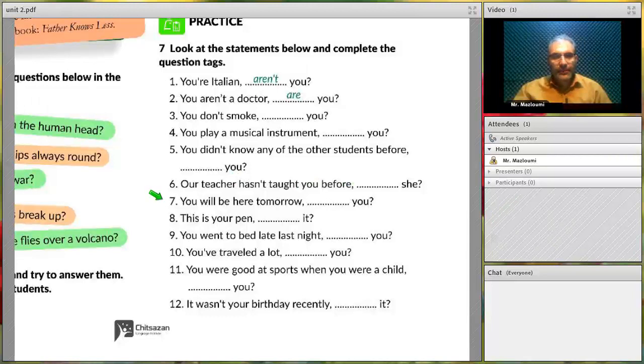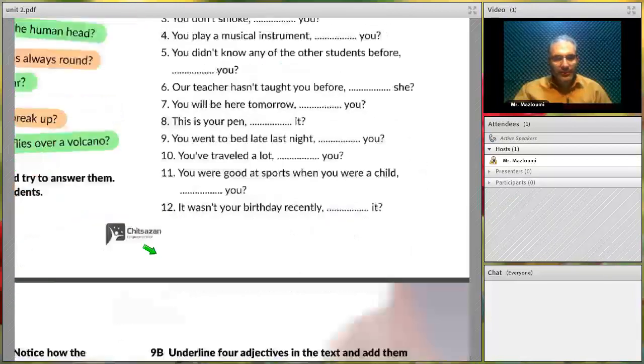Has she? Number 7. You'll be here tomorrow. You will be. So the tag won't you. Number 8. This is your pen. Remember everyone, this and that becomes it in tag. So this is your pen, isn't it? Number 9. You went to bed late last night. You went, simple past, didn't you?